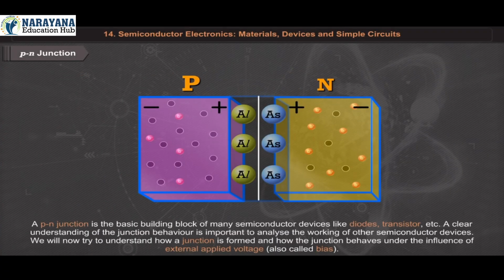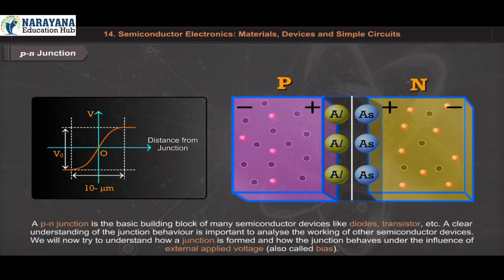PN junction. A PN junction is the basic building block of many semiconductor devices like diodes, transistors, etc. A clear understanding of the junction behavior is important to analyze the working of other semiconductor devices. We will now try to understand how a junction is formed and how the junction behaves under the influence of external applied voltage, also called bias.